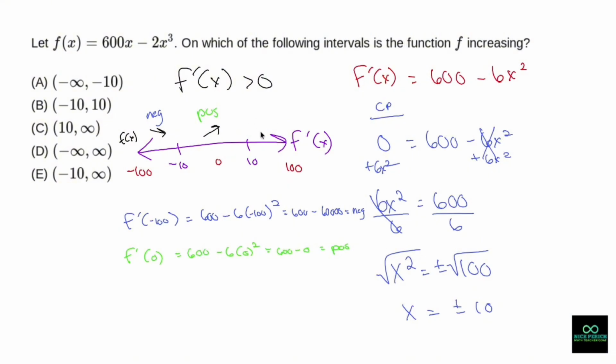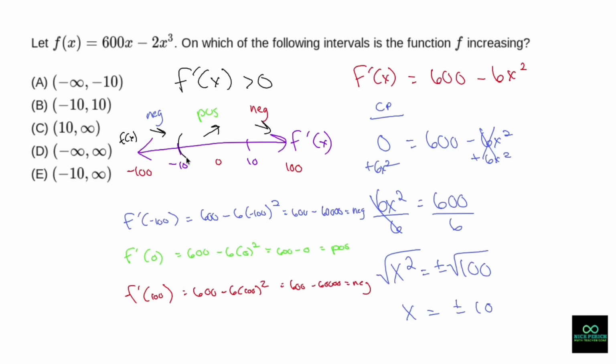Now let's just be on the safe side. We'll plug in 100. So f prime of 100 is going to be 600 minus 6 times 100 squared. And what's going to happen is the same thing that we had up here in blue, or if you're colorblind, gray, and we get 600 minus 60,000, which is negative. So we are negative right here, which means that we are decreasing on the interval from 10 to infinity.